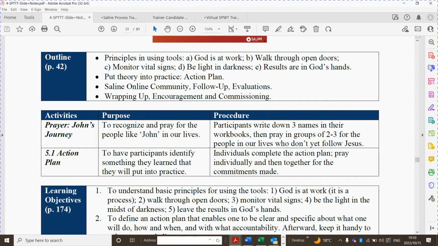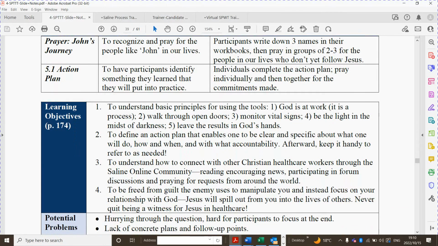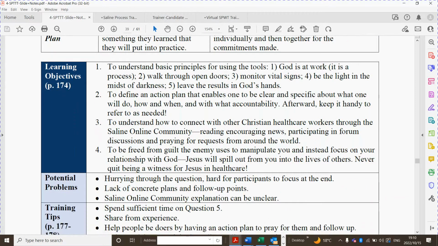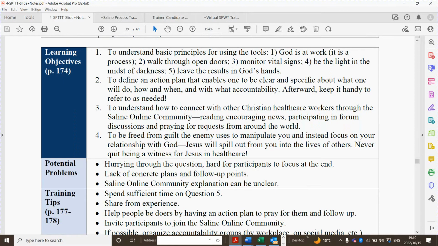If you go through the process and the questions, we should be able to have the appropriate understanding regarding the concepts and how to use them. Number two is to define an action plan and how to make it handy, so that when you draw the plan, you can make it workable and applicable to the best of your understanding. So you plan it the way it's supposed to be.